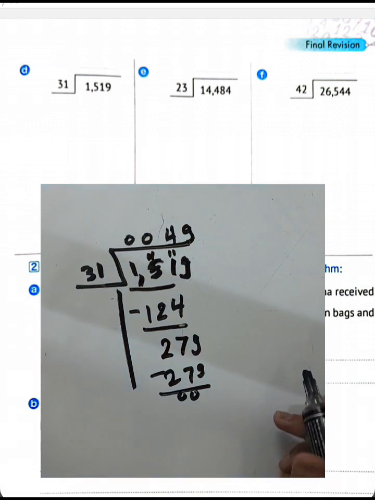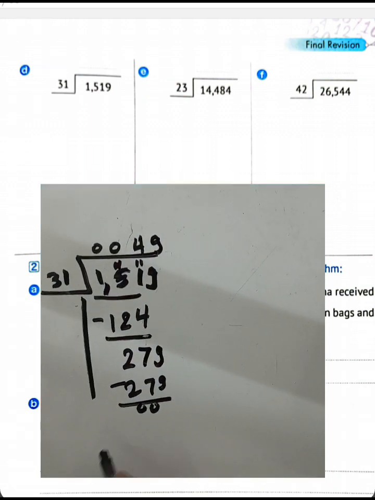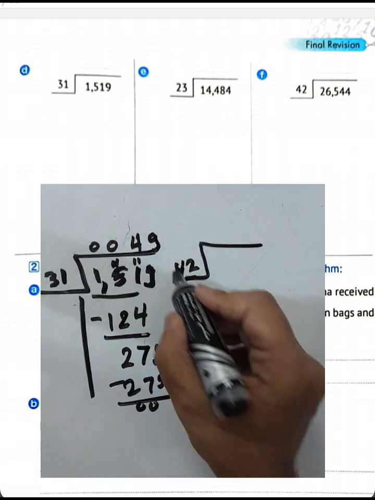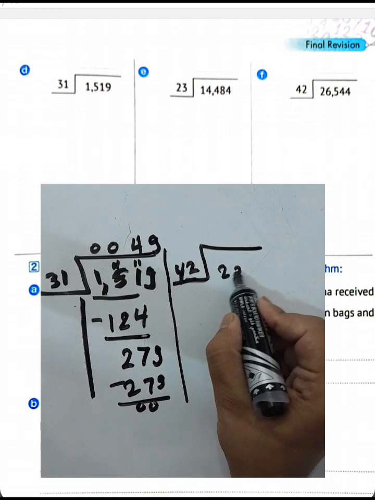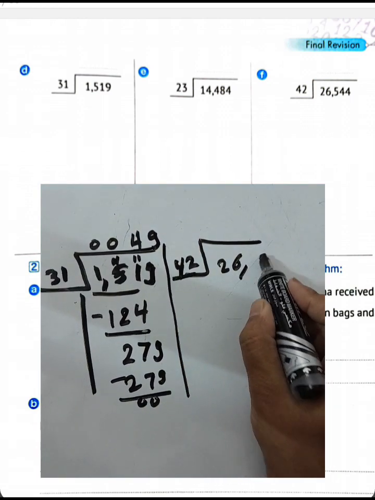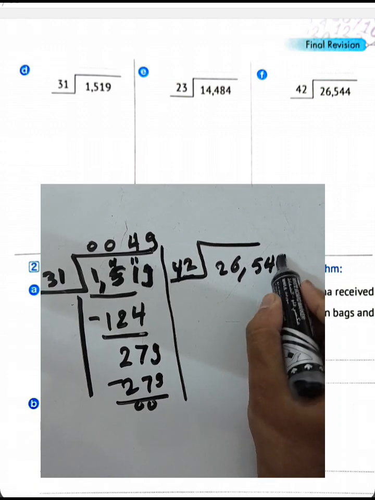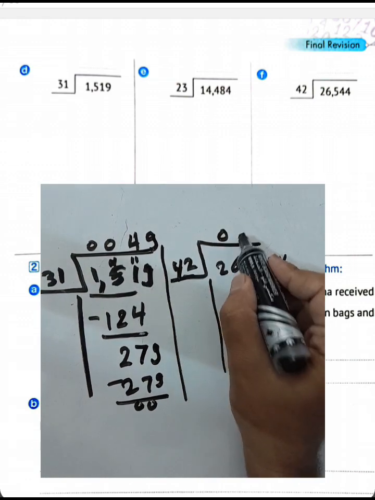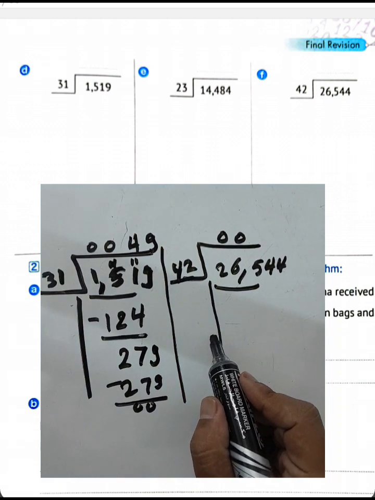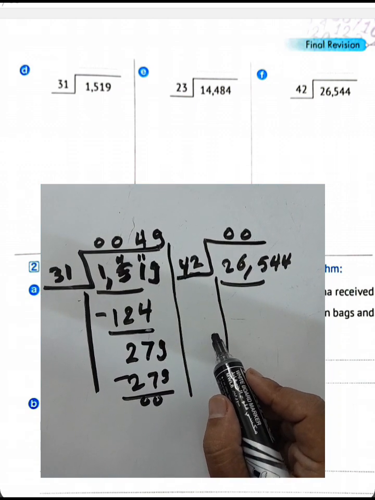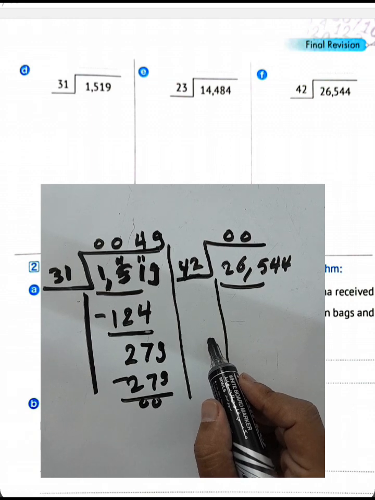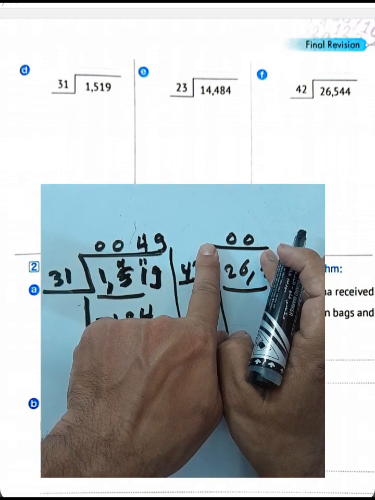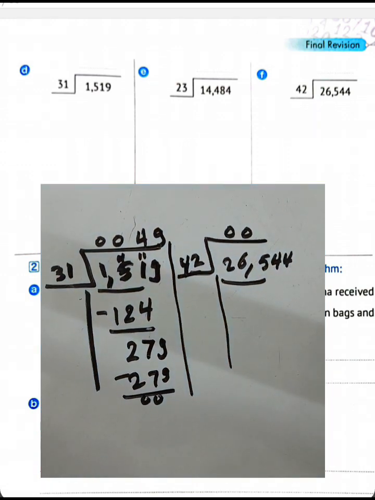Okay, next question. We want to find the result here. We have 42 as the divisor, and the dividend in this example is 26,544. 2 divided by 42, we can't do it. Then 26 divided by 42, we can't do it. Put 0 again. And 265 divided by this number. Who can tell me the number it will be nearest to? Okay, 6, because we can estimate digit by digit, and 4 times 6 equals 24. It's nearest to 26.